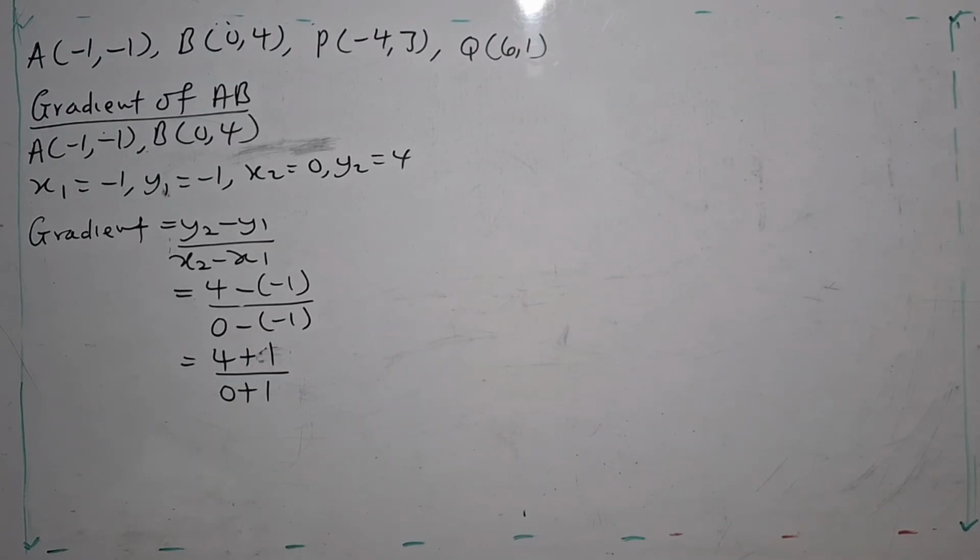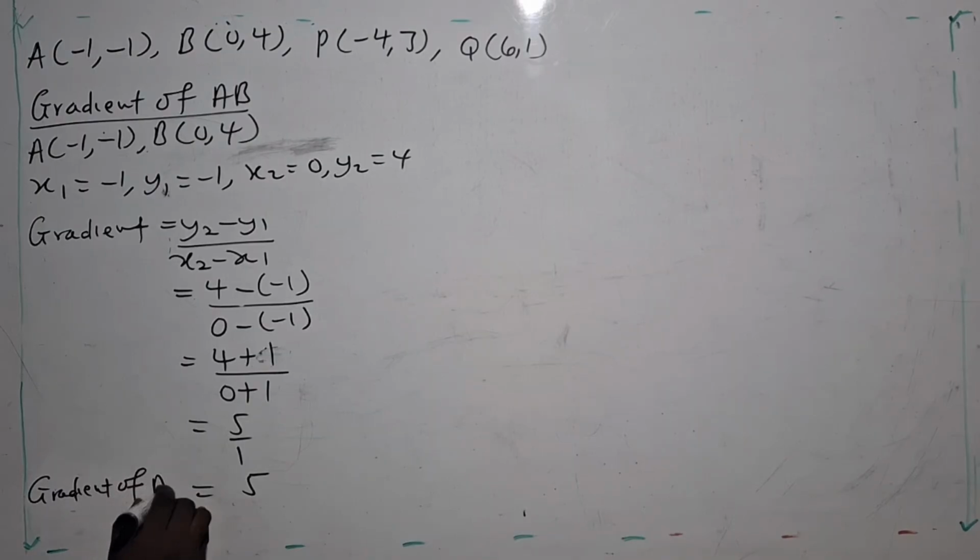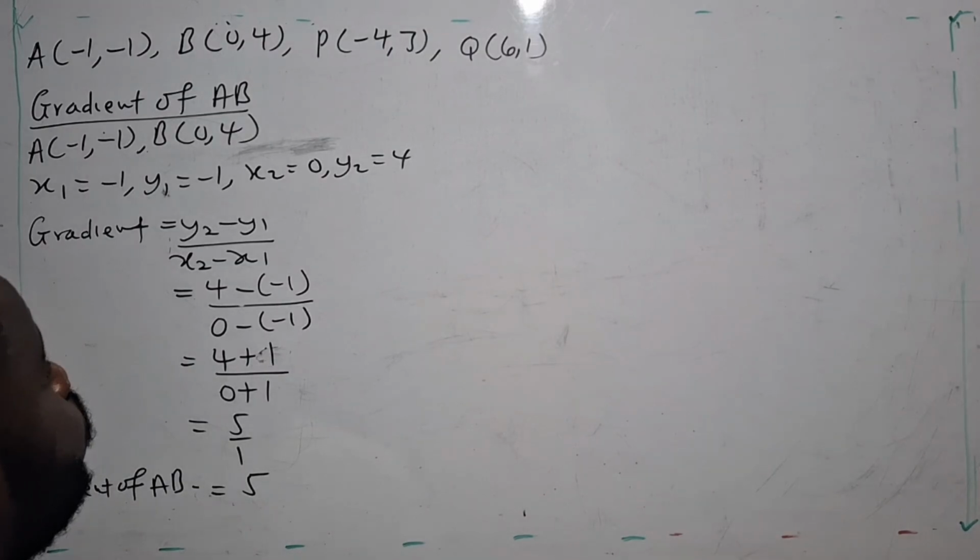You do this, it will help you with the calculation. Calculator will give you straight answer, but I'm proving why the calculator gives certain answers. So the top one gives us 5, the down one will give us 1. So we got 5 here. So the gradient of AB is equal to 5. Now let's find the gradient of PQ.